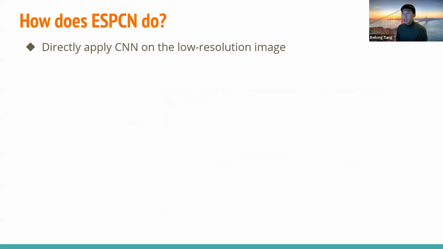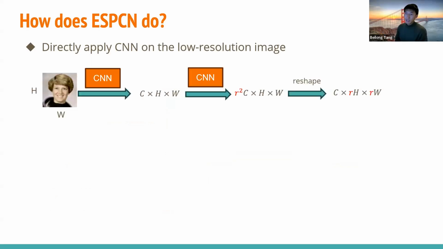And what does the ESPCN do, right? It directly applies the CNN on the low resolution data without actually interpolating it. So what it does is that we have the low resolution data. We first apply a CNN layer, and that will produce a tensor of shape C times H times W. The C is kind of like the feature dimension, and we then apply a CNN layer to keep increasing the feature dimension to R square. R is the scaling factor.